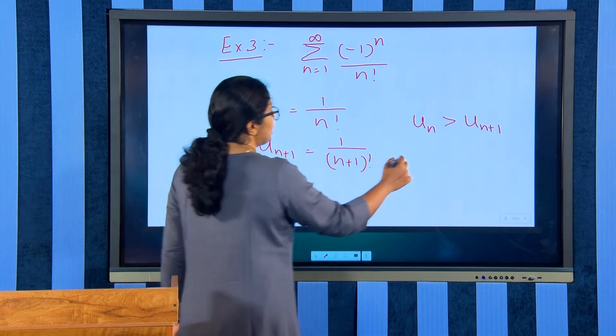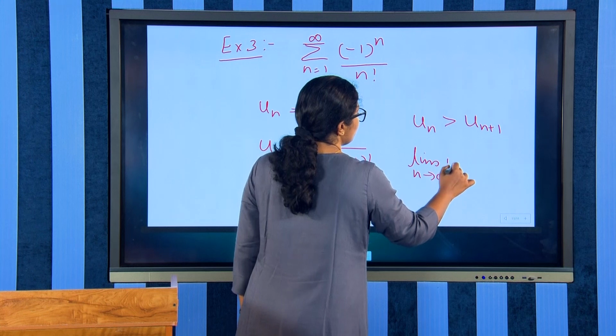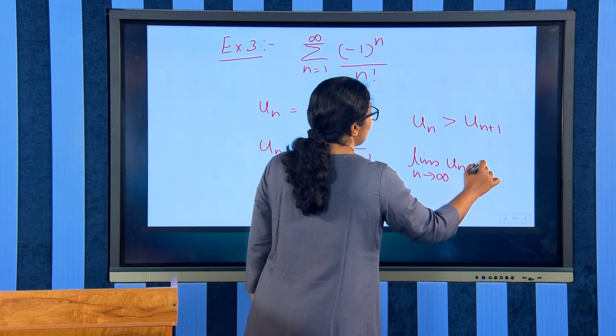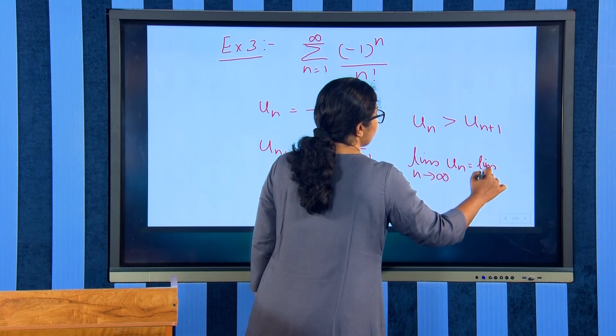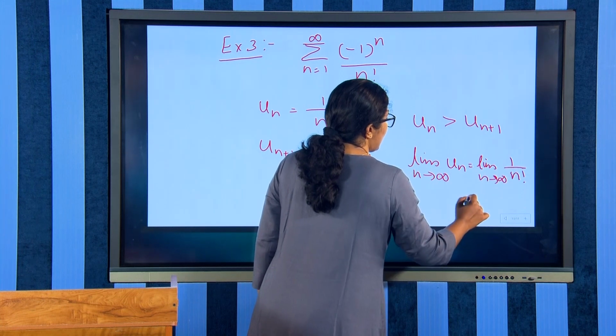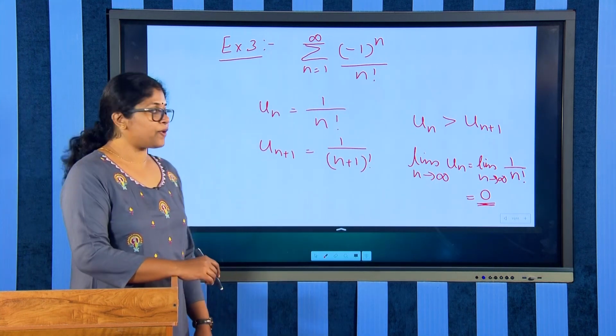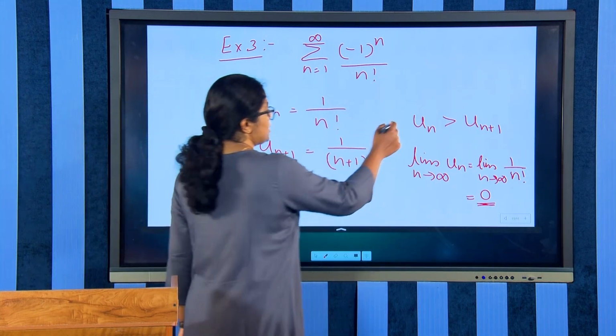And second condition, limit n approaches infinity, un is equal to limit n tends to infinity 1 upon n factorial, and that is equal to 0. So we have satisfied both the conditions of Leibniz test.